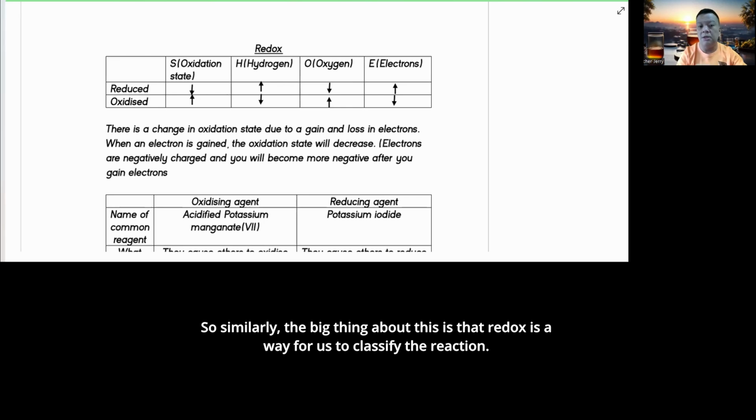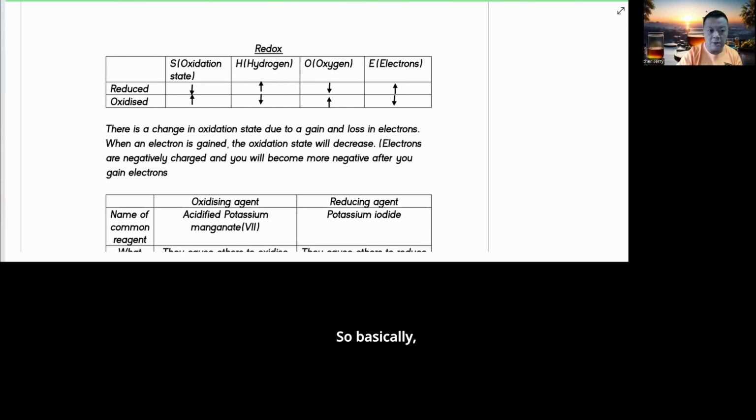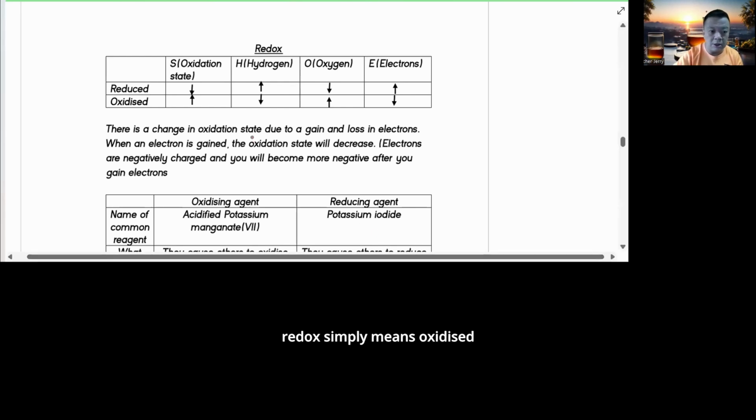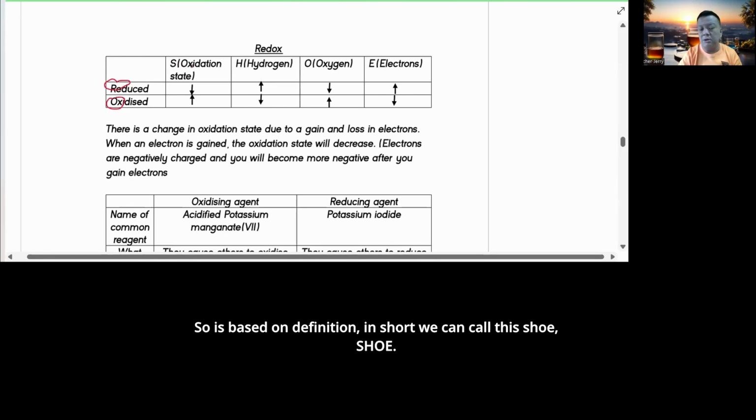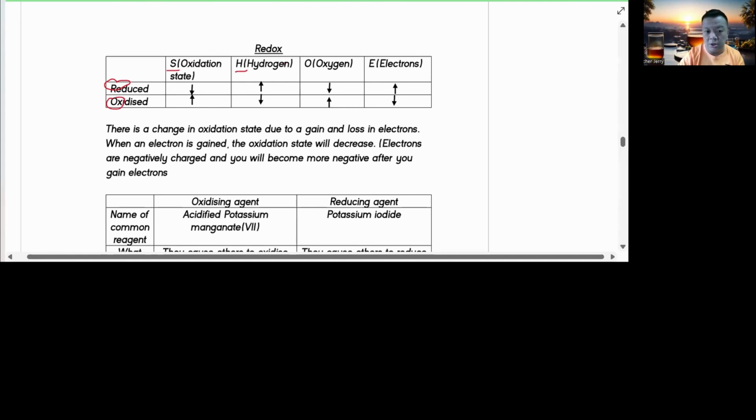So the big thing about this is that redox is a way for us to classify a reaction. Redox simply means oxidize and reduce. The word redox means oxidize and reduce. So it's based on definition. In short, we can call this SHOE, SHOE.